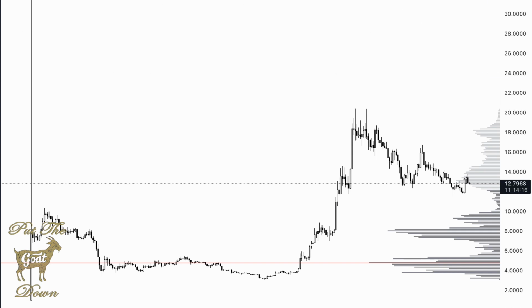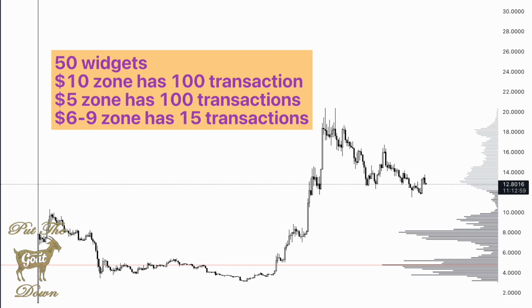So I wanted to try and explain this as simply as I could. And what I came up with is this example. Let's say you have 50 widgets in existence. Those widgets have traded anywhere from $1 to $12, $15. Currently, if you say in the $10 area, there's been 100 transactions, and in the $5 area, there's been 100 transactions. And between 5 and 10, there's only been 15 transactions.